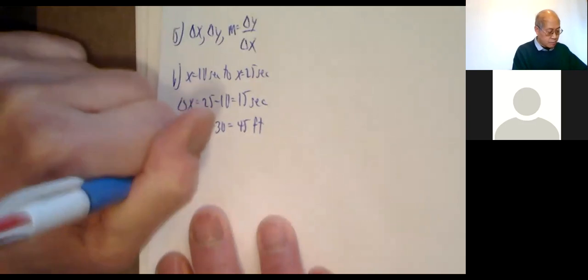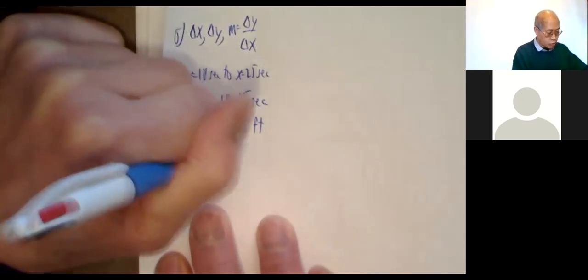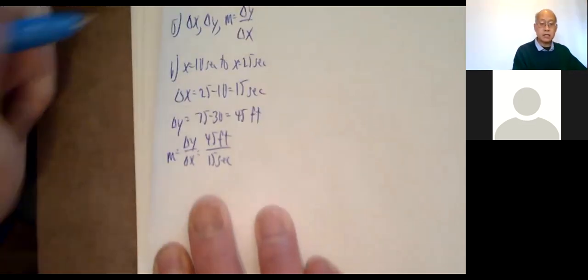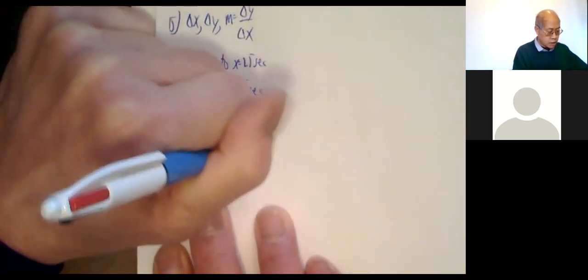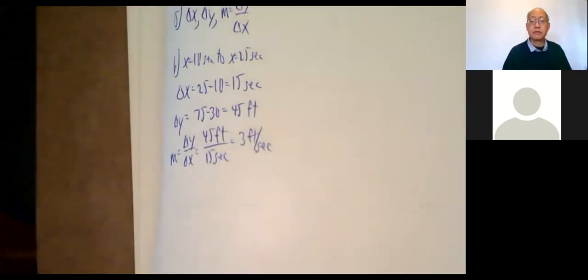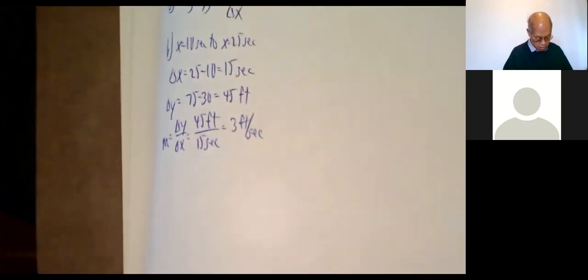And then give m, which is delta y divided by delta x, which is 45 feet divided by 15 seconds. So that's 3 feet per second. So we could use that as a speed. The speed is 3 feet per second. Okay. All right, so that's how you do that type of problem.